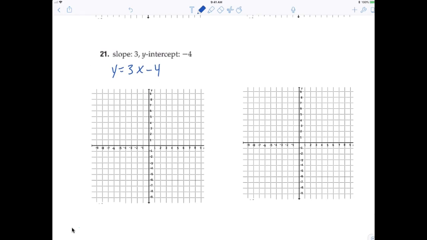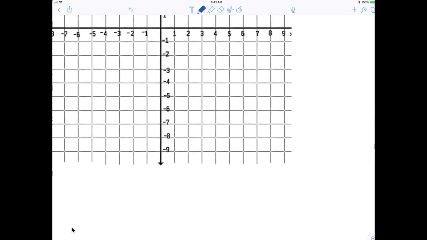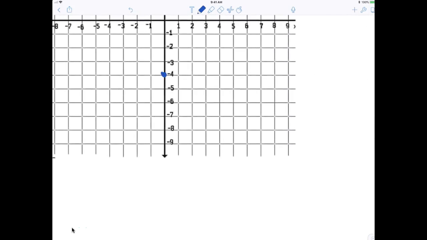You go up 3. What's the y-intercept? Negative 4. So what do I have to do? So you go down 4. Come on, buddy. Go down 4. Then what? Then over 3.